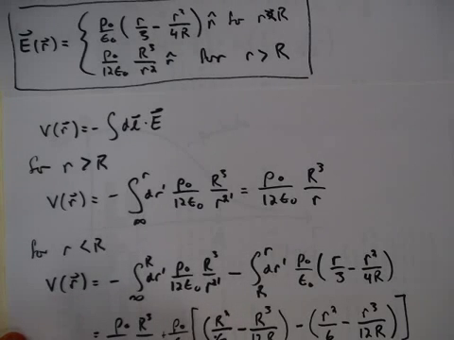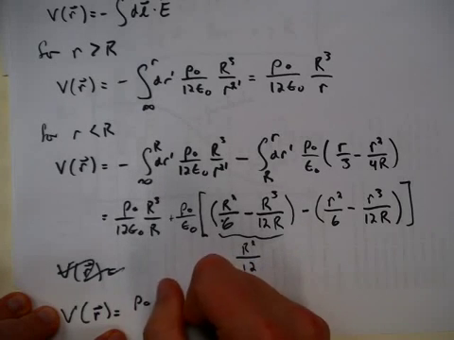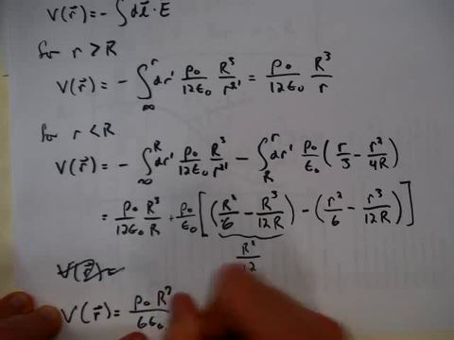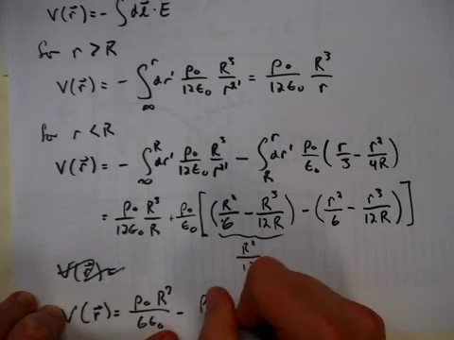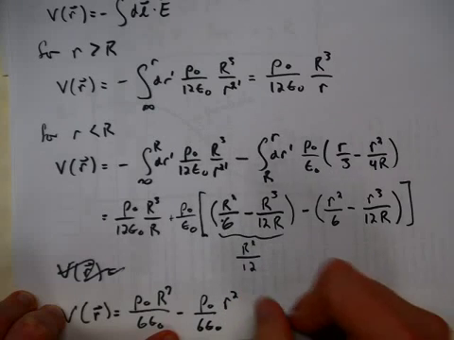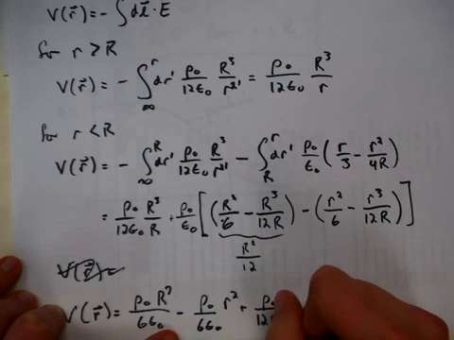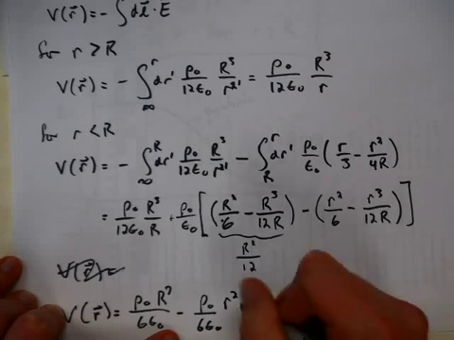A little bit of simplification. V of r in this region. This right here simplifies to r squared over 12. So r squared over 12 plus r squared over 12 is going to give us rho naught capital R squared over 6 epsilon naught, minus rho naught over 6 epsilon naught little r squared, plus rho naught over 12 epsilon naught little r cubed over capital R.